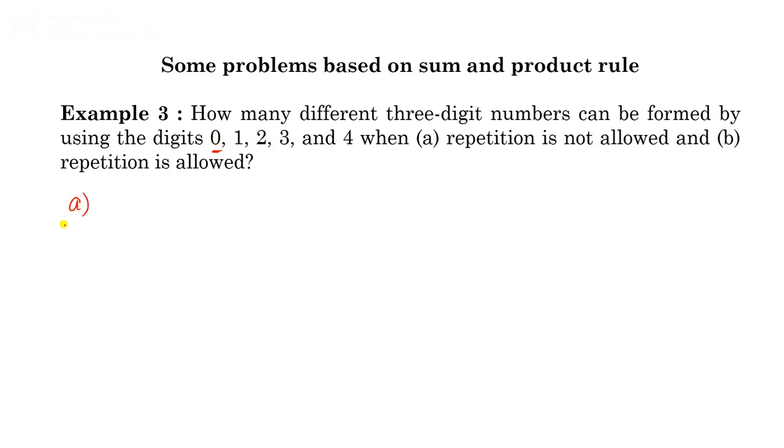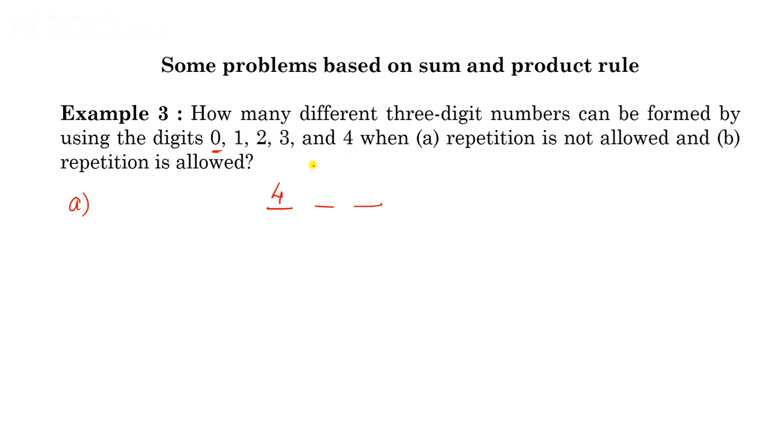Look at this. The first case, when repetition is not allowed, we have to make a 3 digit number. For the first place we have only 1, 2, 3 and 4, that is 4 choices. You cannot start the first digit with 0, because if you start with 0 then this will become a 2 digit number. We need a 3 digit number, so you cannot start with 0. So for the first place we actually have 4 choices only out of 1, 2, 3 and 4.